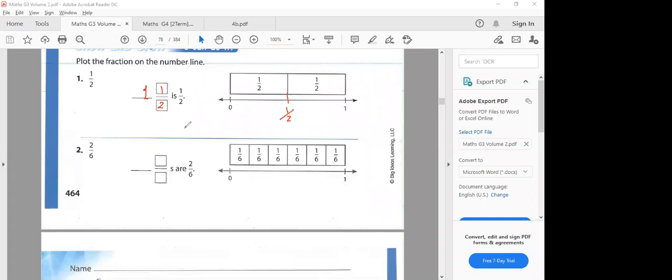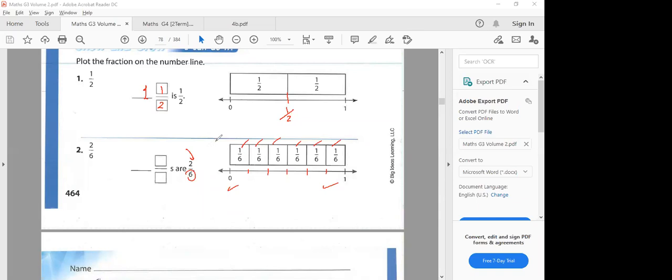1 jump equal half. Here we divided the number line between 0 and 1 like this into 6 equal parts. So 1, 2, 3, 4, 5, 6. So 6 equal parts like this. So this is the first step for the first jump, second jump, third, fourth, fifth. So now you can jump. How many jumps to get 2 over 6? They are 2. It is 2 over 6.